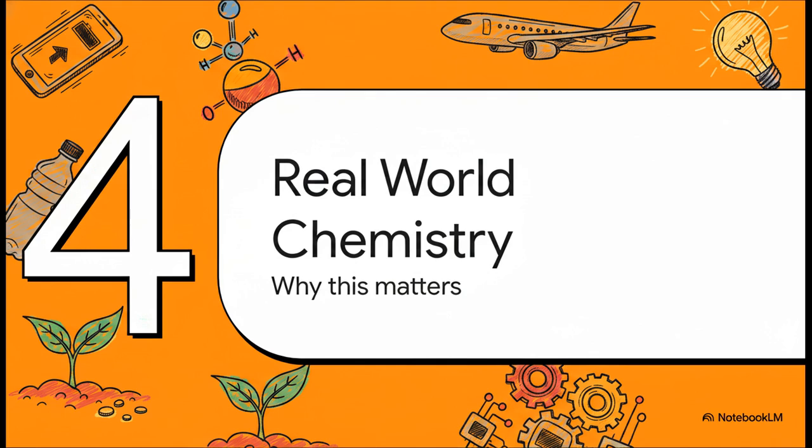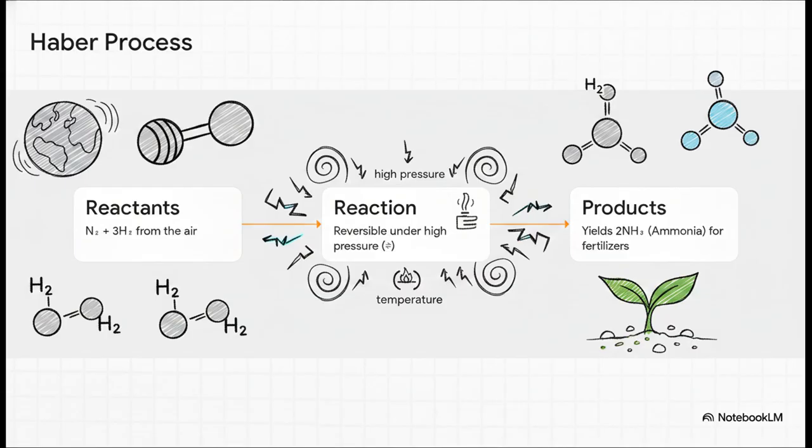Let's look at why all of this actually matters outside the lab. It matters because of monumental industrial breakthroughs like the Haber process. This is exactly how we synthesize ammonia, or NH3. First, we take that incredibly tough triple-bonded nitrogen gas straight from the air and combine it with 3 molecules of hydrogen gas. Then, under immense high pressure and temperature, this reversible reaction yields 2 molecules of ammonia.